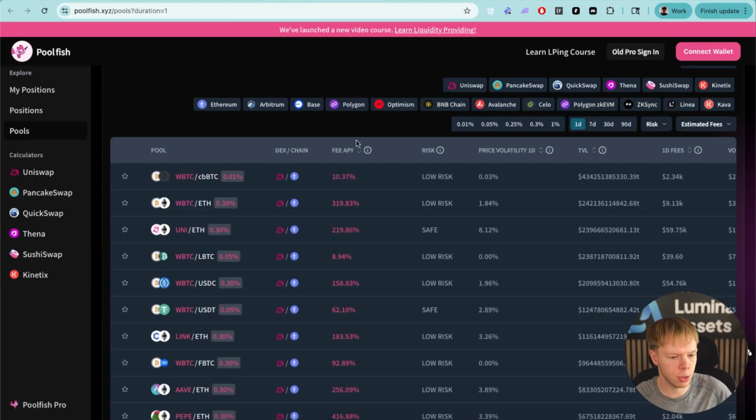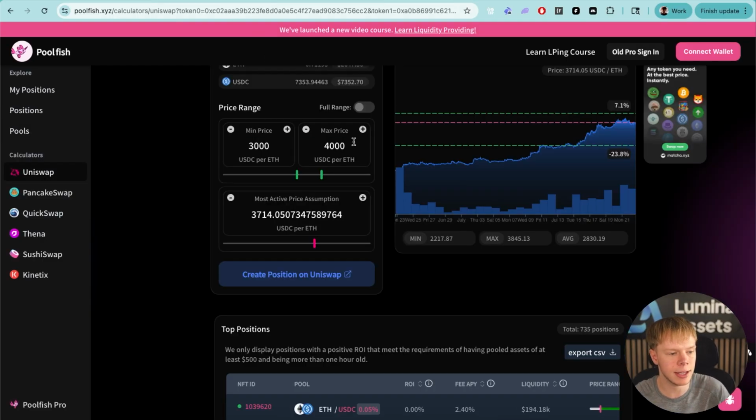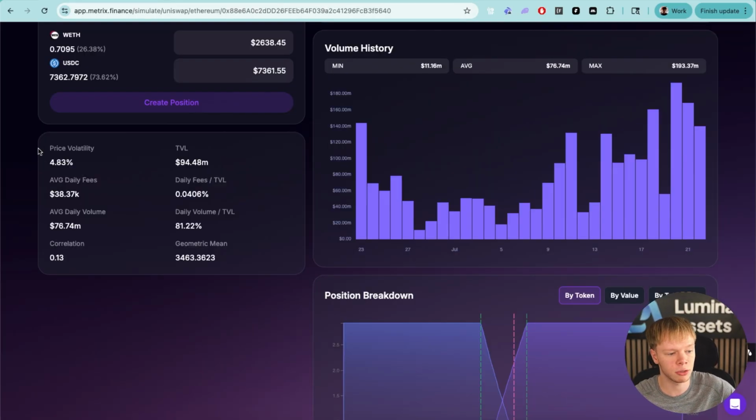Now on PoolFish, when you're browsing through the pools table, you have some useful data, don't get me wrong. However, that data is not displayed on the actual page itself when you're calculating the return. Metrix Finance displays all that data along with the correlation as well as the geometric mean of your range.